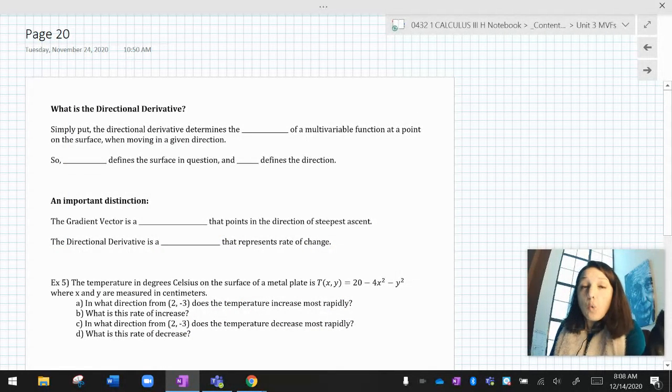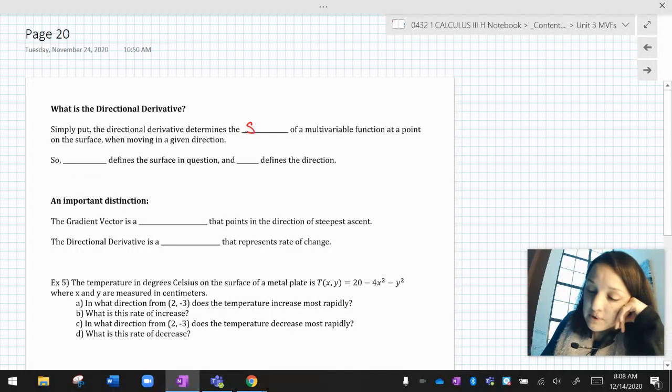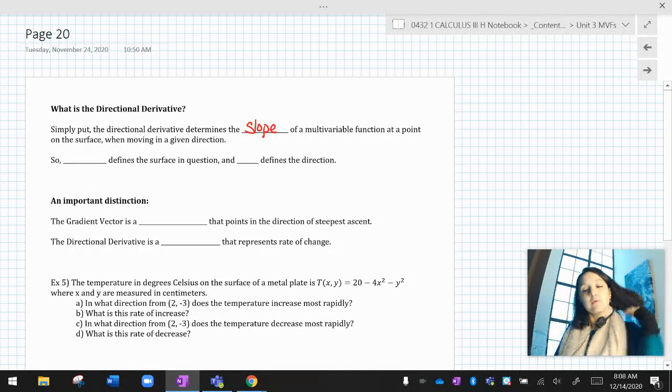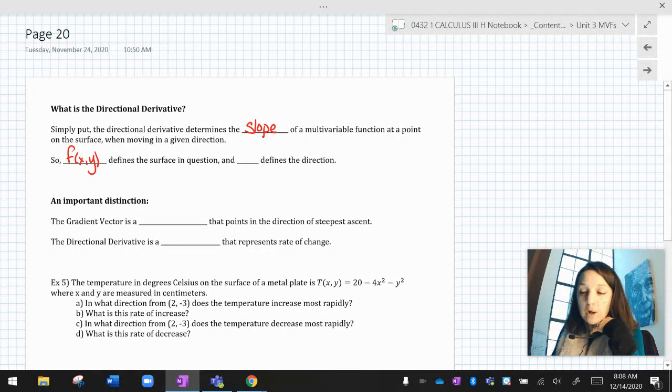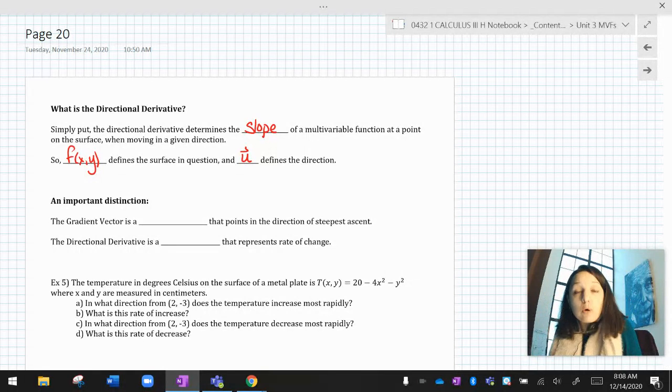Okay, great. What is that? Well, simply put, the directional derivative gives the slope of a multivariable function at a point on the surface when moving in a given direction. Okay, so when you have that directional derivative notation, f of x, y is the surface that you're on, and u is the direction that you're going. Okay, when we have f sub x and f sub y, those are partial derivatives, but those are partial derivatives if I just only move in the x direction or only move in the y direction.